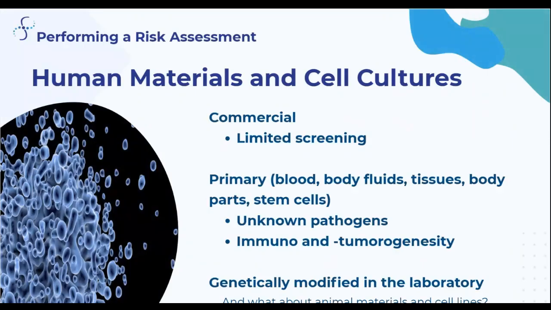When working with human materials and cell lines, risk assessment must account for both biological origin and modifications made. Commercially available cell lines may seem low risk, but they often undergo limited screening, meaning undetected pathogens, such as latent viruses or mycoplasma, can still be present. Some human cell lines may exhibit immunogenic or tumorigenic properties.